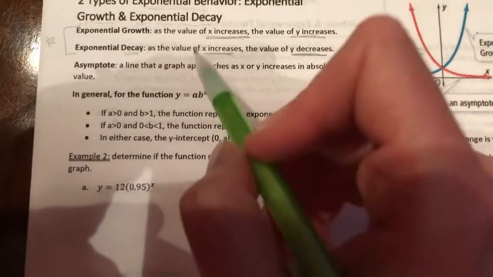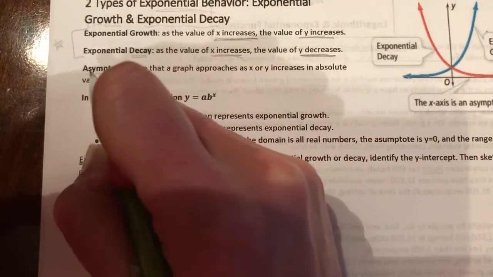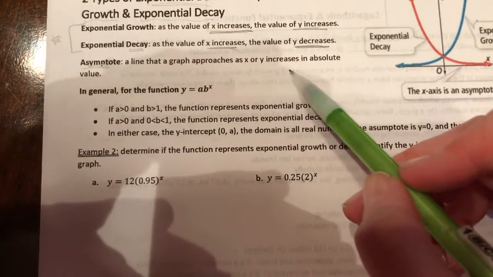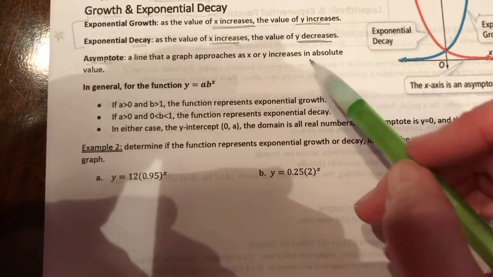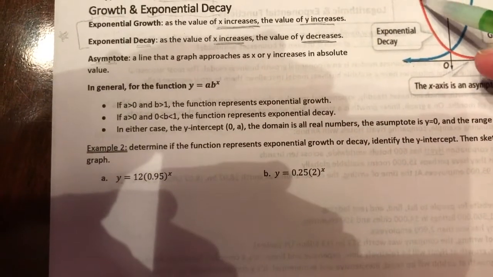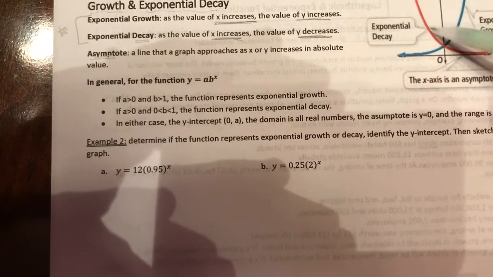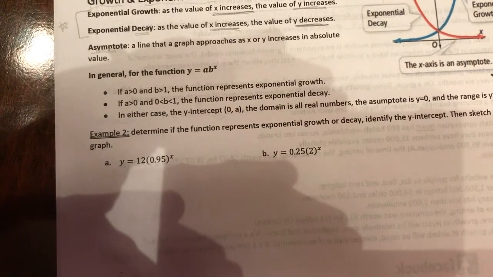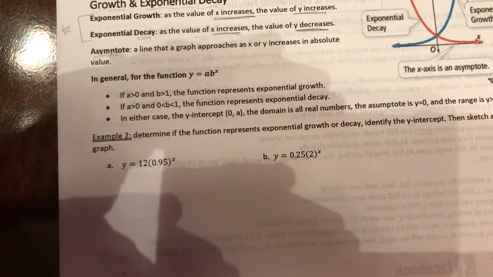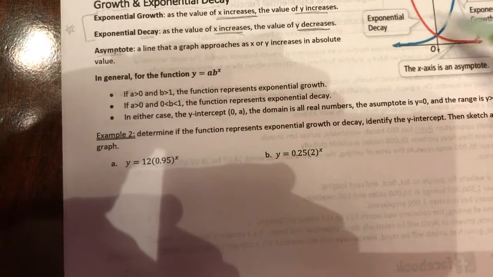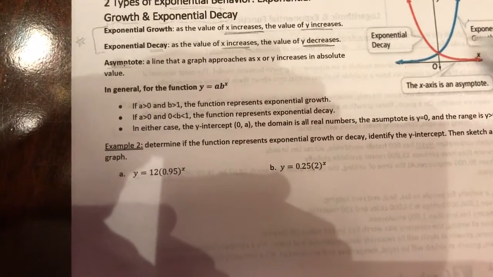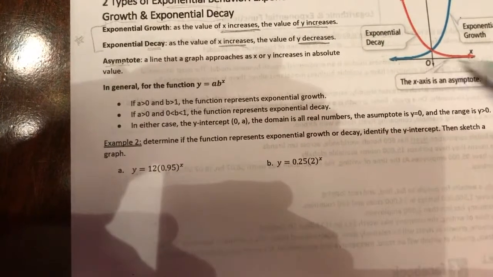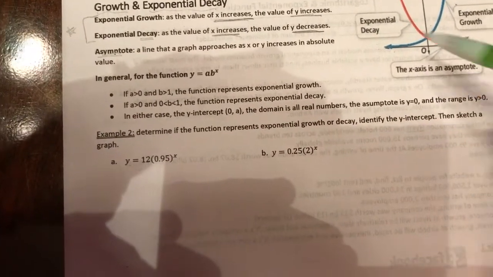Another new term is asymptote. The word asymptote is just referencing a line that a graph approaches as x or y increases in absolute value. So as you can see, this graph approaches the x-axis. So the x-axis is the asymptote. And you can see also as this function gets smaller, over here the x-axis is an asymptote here as well.